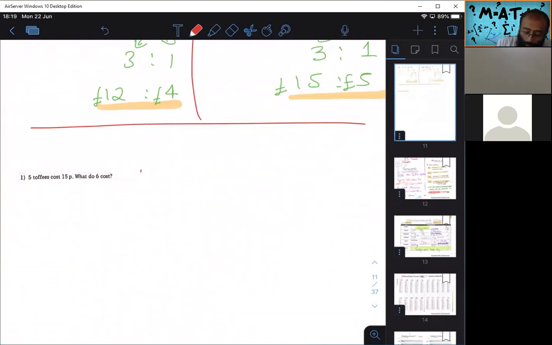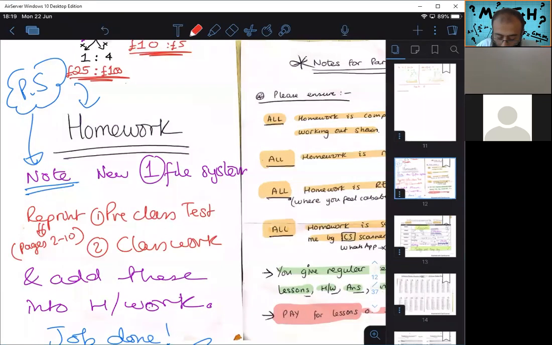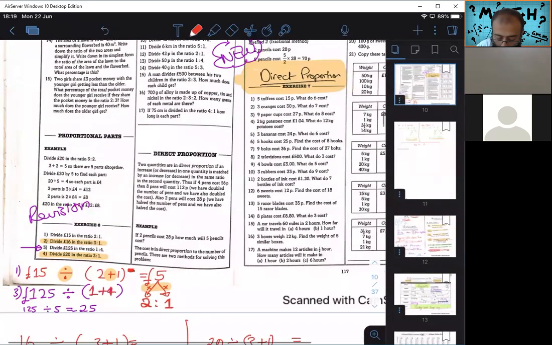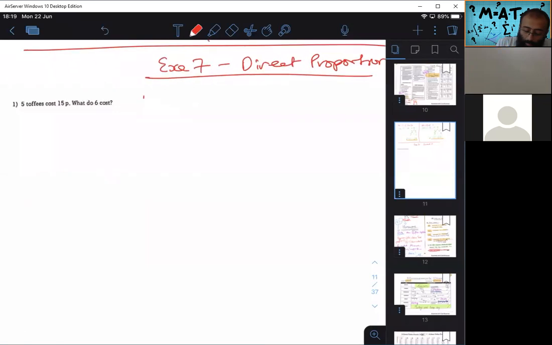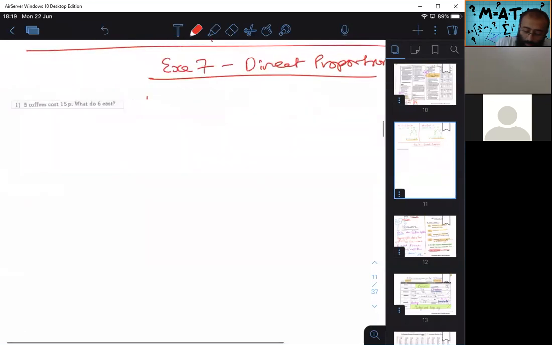So we are doing direct proportion, exercise 7. Okay, so let's see how they've labeled it. Yeah, direct proportion. So that's our first question. Let's make the question look a little bit bigger. Whoops, it's turned it around instead. That's better. Make it a little bit smaller.